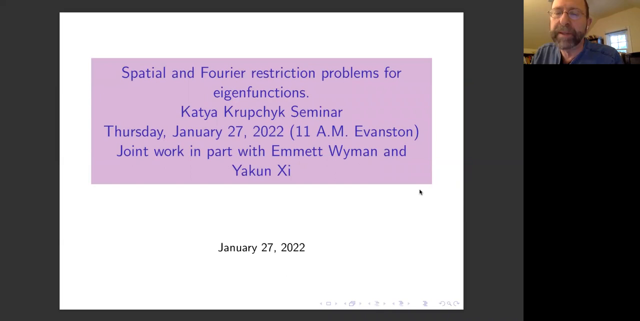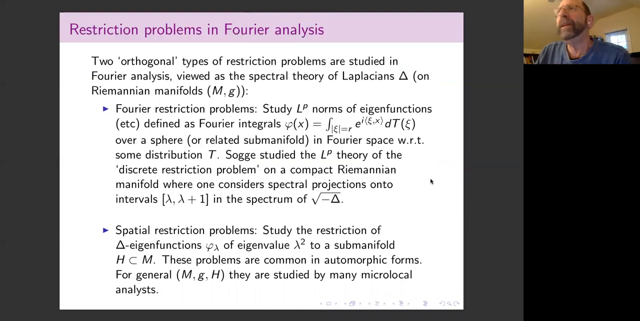So probably everybody has heard about restriction problems in Fourier analysis. It's one of the most famous things being studied in contemporary Fourier analysis, sort of originated by Stein maybe 30 or 40 years ago. And there are two different types of restriction problems in Fourier analysis. So first of all, by Fourier analysis, I'm going to just mean the spectral theory of a Laplace operator on a Riemannian manifold. So the one that Stein was interested in is called the Fourier restriction problem. And you can state this in two dual ways.